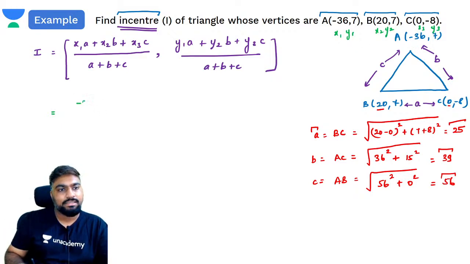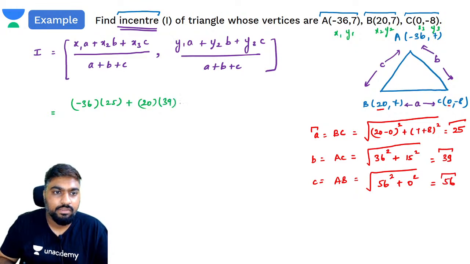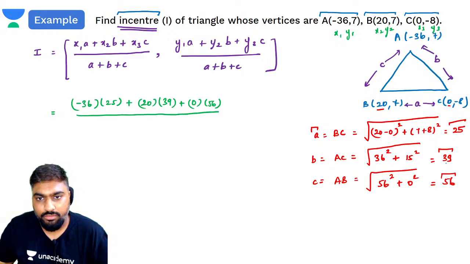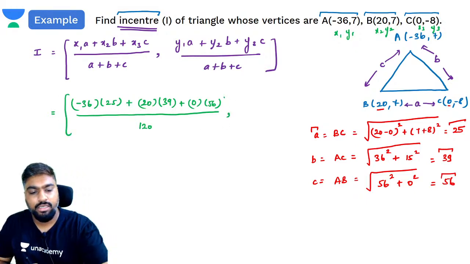सो minus 36 इंटू A क्या है? 25 प्लस x2 क्या है? 20 into what is B? 39 plus x3 is what? 0 into 56 divided by तीनों का sum, perimeter. 25 64, 64 120, correct? This is x coordinate. Understood guys?